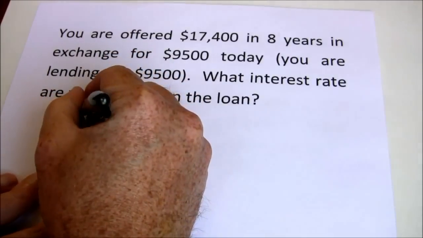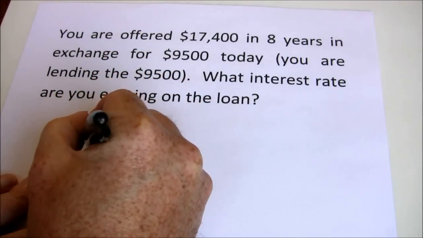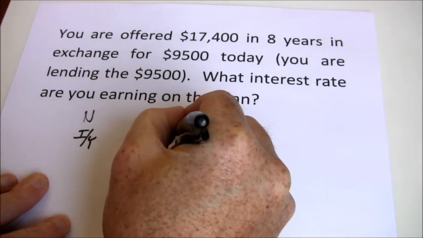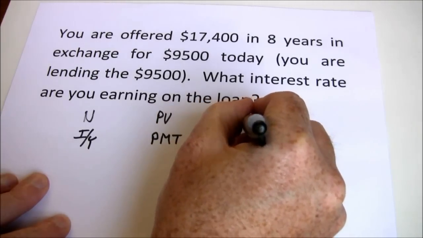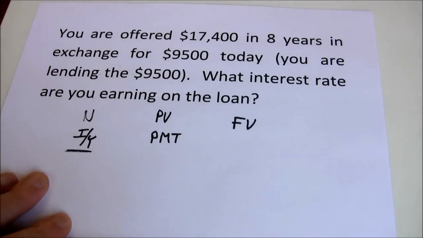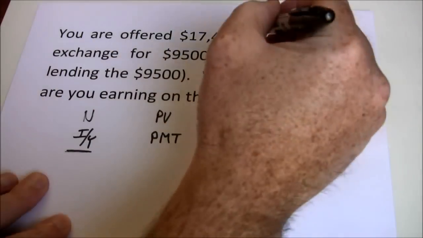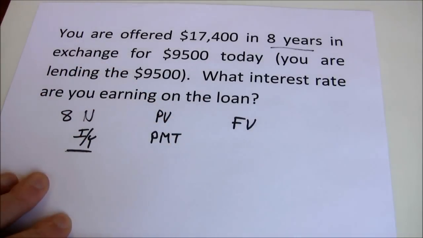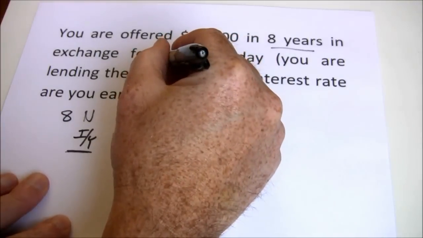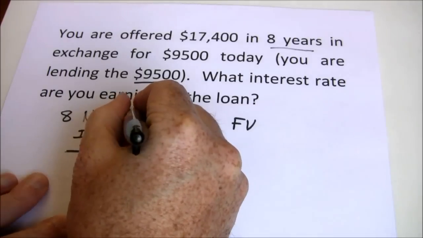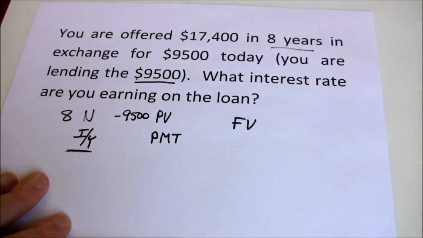So again, 5-key approach. N I/Y PV PMT FV. But now we're solving for this interest rate here instead of for the future value. So our N is the 8 years. Our present value is what we're lending today. Now we're giving that money up, so that's going to be negative $9,500. Giving that up, so it's got to be a cash outflow.